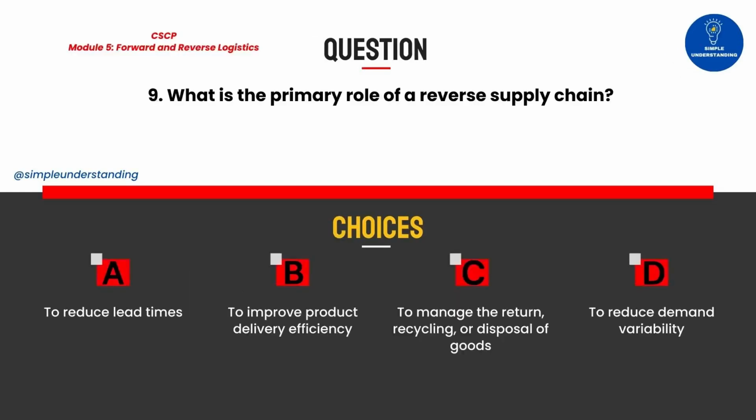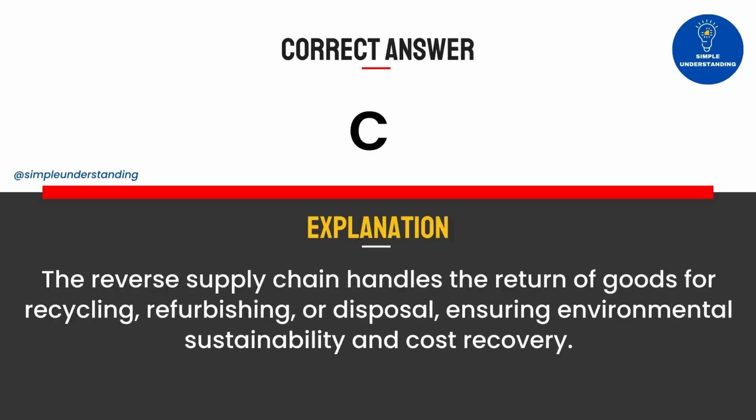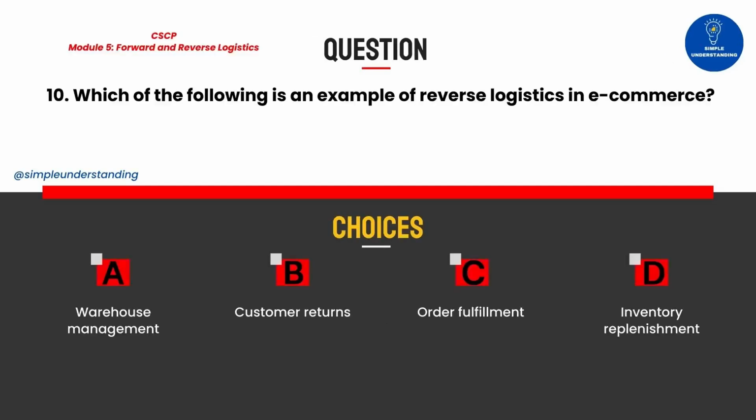9. What is the primary role of a reverse supply chain? A. To reduce lead times. B. To improve product delivery efficiency. C. To manage the return, recycling, or disposal of goods. D. To reduce demand variability. Correct answer: C. Explanation: The reverse supply chain handles the return of goods for recycling, refurbishing, or disposal, ensuring environmental sustainability and cost recovery.